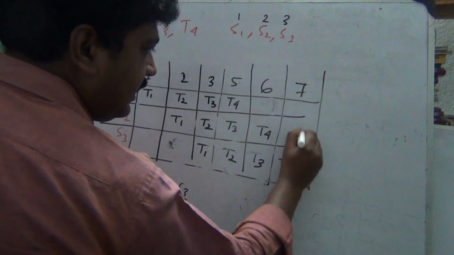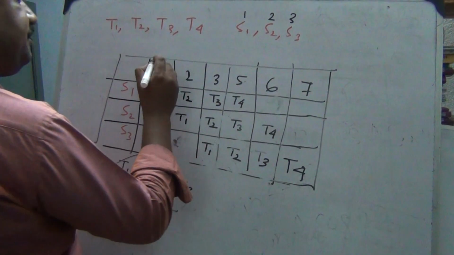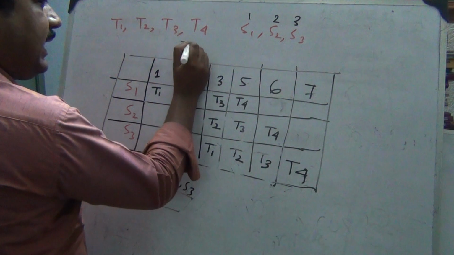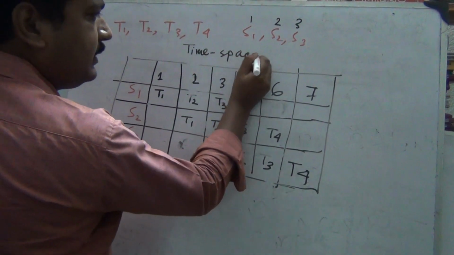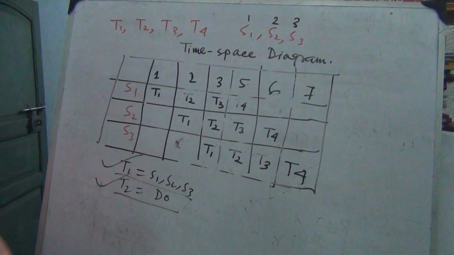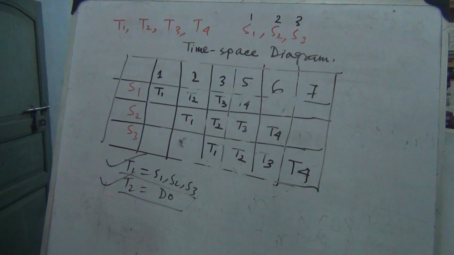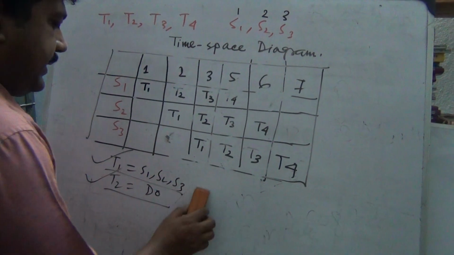This total table is called a time space diagram. Now what is the purpose of designing this diagram? This purpose should be clear right now.